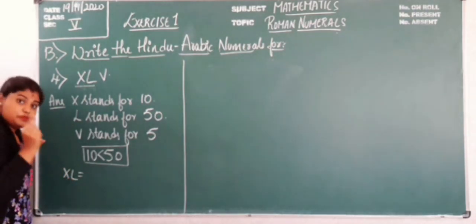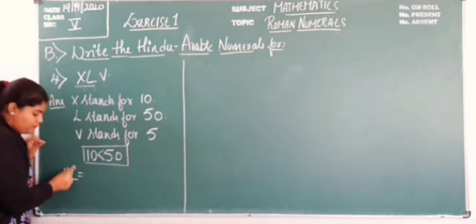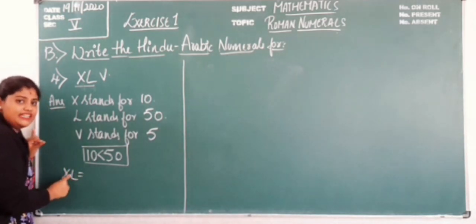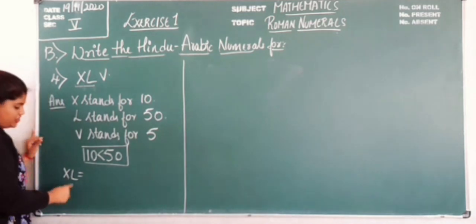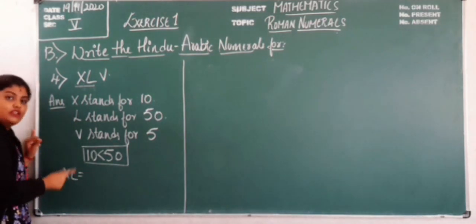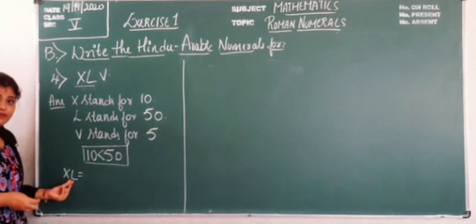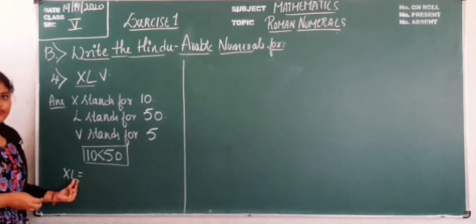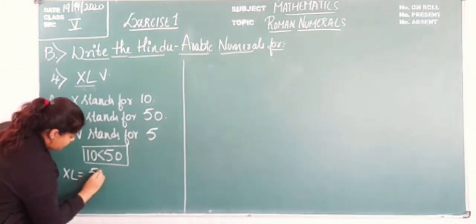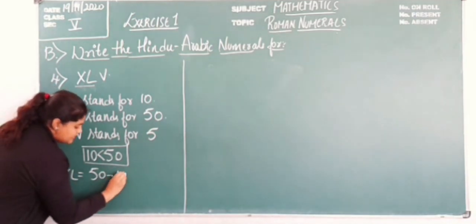if we write a smaller value, which is 10, before the greater value symbol, it is subtraction. So here we have written a smaller value symbol before the greater value, so we have to subtract. What is the value of L? 50. So it is 50 minus X, and X means 10.